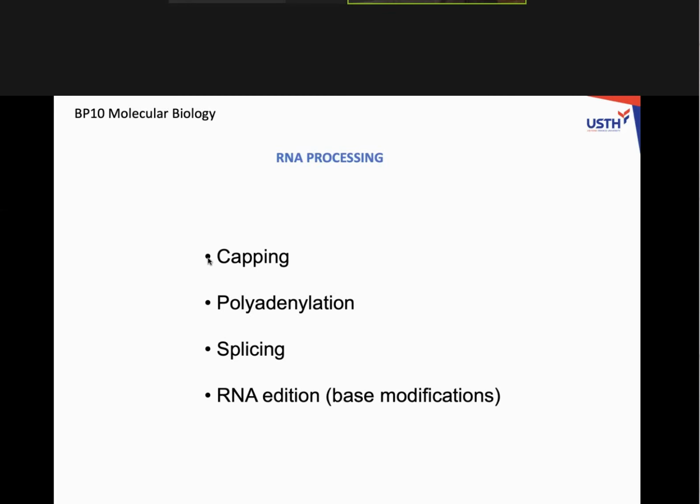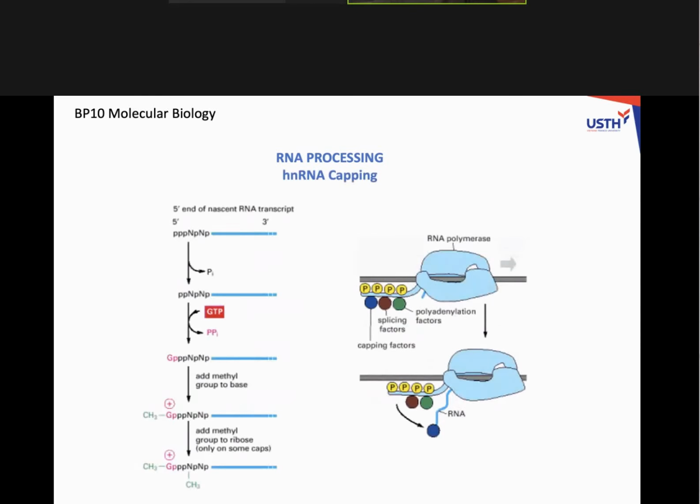So we're going to go very quickly on the cap, very quickly on polyadenylation, just a quick update on splicing, and I will explain to you just two or three things in terms of RNA editing. And after that, we're going to see how technically we study protein interaction in the promoter region.